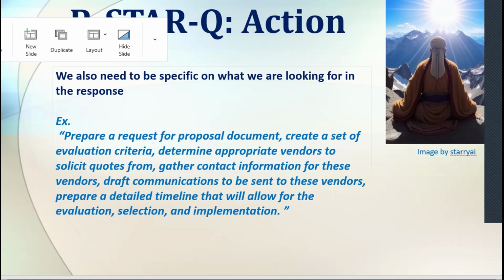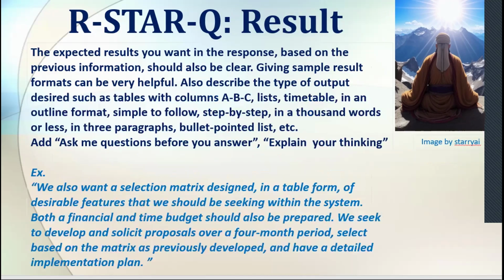Action: prepare a request for a document, a set of evaluation criteria, appropriate vendors to solicit quotes from, gather contact information, and so on. What are the results? Here's the R, this is R-star. We also want a selection matrix design and table form of desirable features that we should be seeking within the system. Both financial and time budgets should also be prepared. Seek to develop this proposal over a 4-month period, select based on a matrix as previously developed, and have a detailed implementation plan.